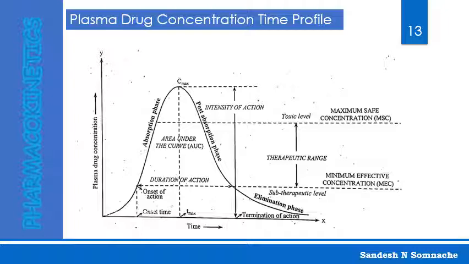And then the time period for which the drug concentration remains above the minimum effective concentration is the duration of action. And the area under the curve of the plasma concentration time profile is called the area under curve. And all these parameters, that is AUC, Cmax, Tmax, have a very important role in clinical pharmacokinetics.